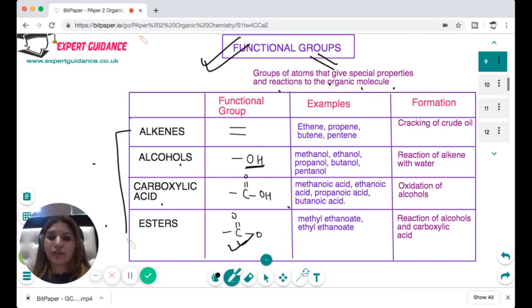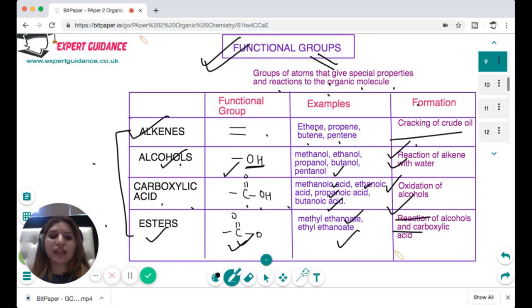And you have 4 functional groups in your syllabus. Alkenes, which have a double bond. Examples are ethene, propene, butene, and pentene, and we can form them by cracking of crude oil. Alcohols are a hydrocarbon chain with an OH, and we name them with -ol. So the 1 carbon alcohol is methanol, 2 carbon is ethanol, propanol, butanol, and pentanol. And we can make alcohols by reacting alkenes with water or steam. Carboxylic acids have COOH, which are methanoic acid, ethanoic acid, propanoic acid, butanoic acid, and we get them by oxidation of alcohols. And esters are methyl ethanoate, ethyl ethanoate, and we get them by the reactions of alcohols and carboxylic acids.